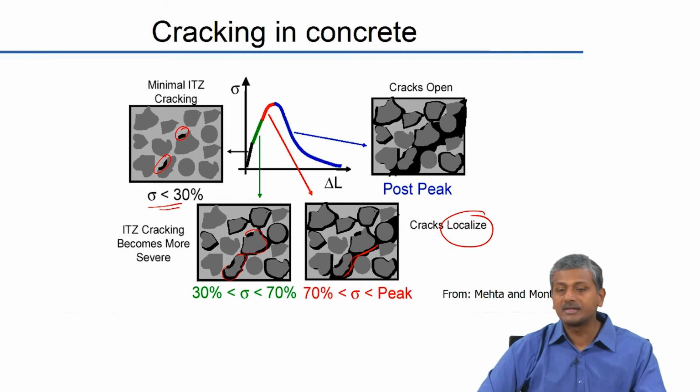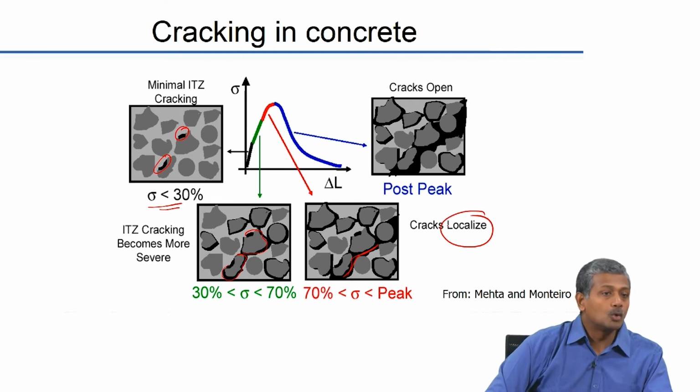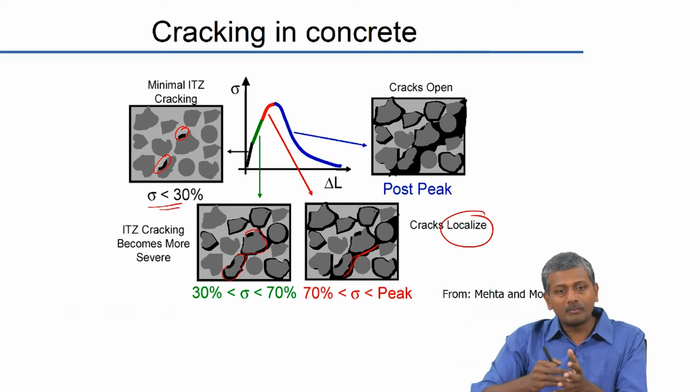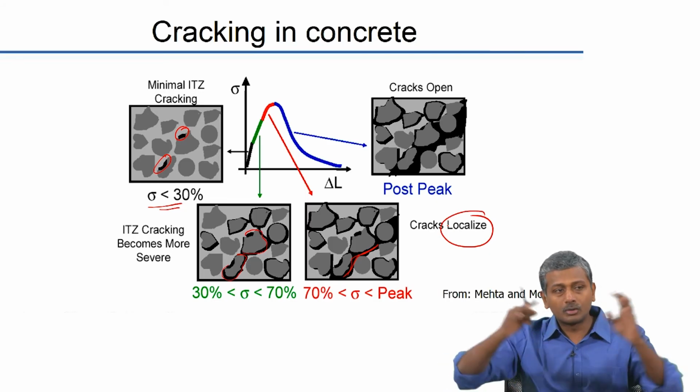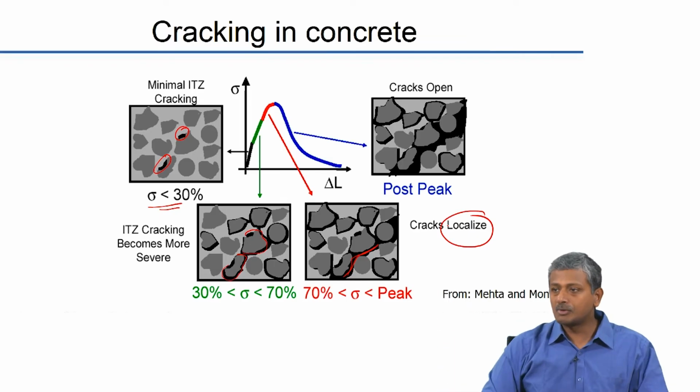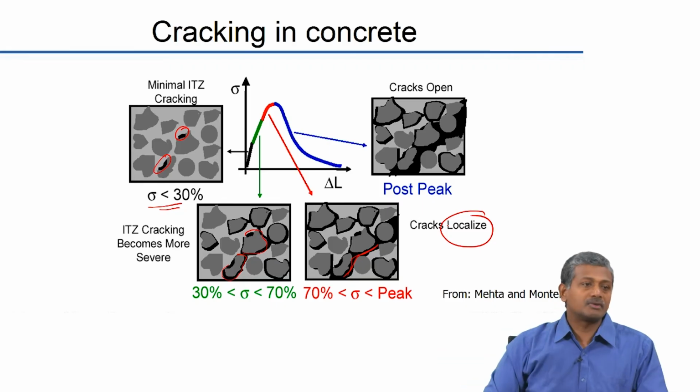Now, what do you mean by localization of cracks? What do you think is meant by localization? Interconnection that leads to a larger crack being formed at a particular location, not throughout the structure, but there may be a weaker point where a large number of cracks have joined together and formed sort of a crack band.